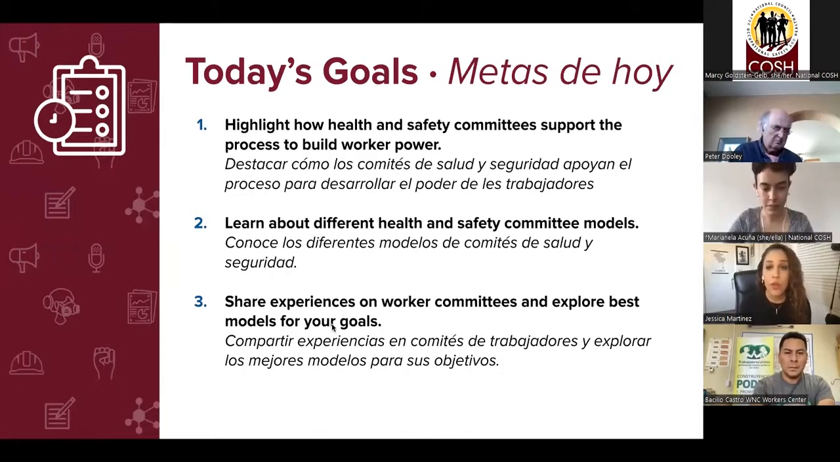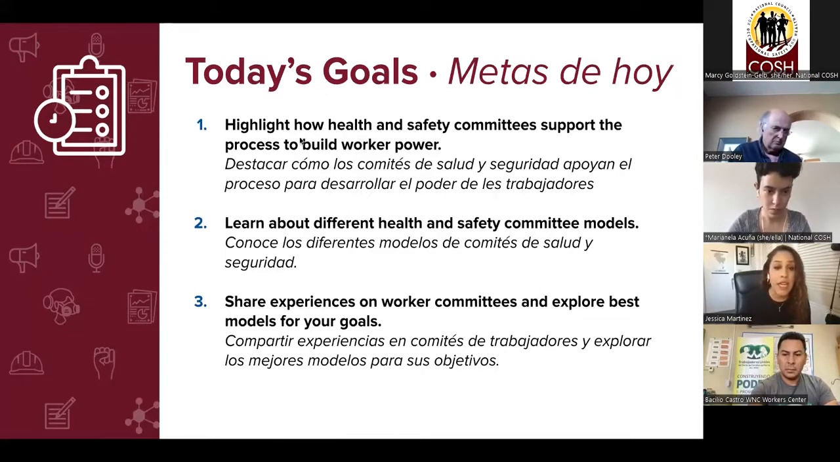So just so folks are aware of today's goal, as I mentioned earlier, today we're going to be covering how to build effective health and safety committees. But the key thing is how to build committees at the same time as building worker power. So one of the goals for today is to highlight how health and safety committees support the process to build worker power. The second goal of today's session is to learn about different health and safety committee models.